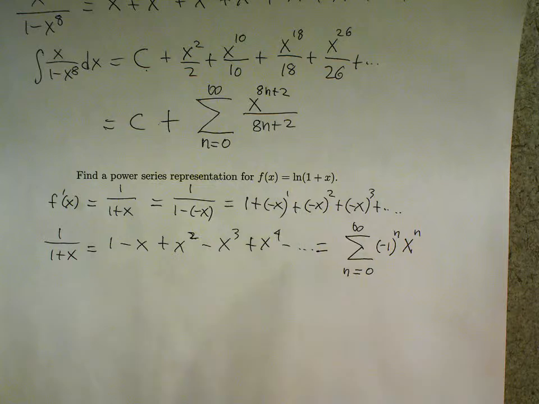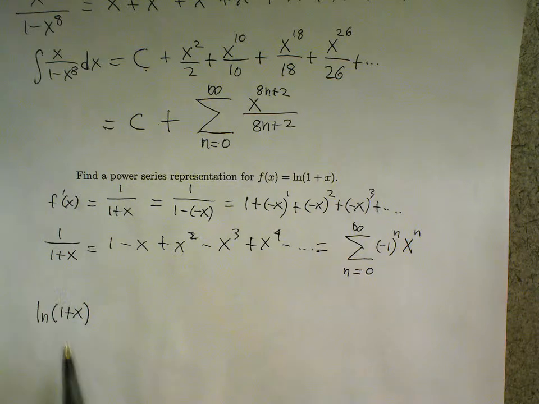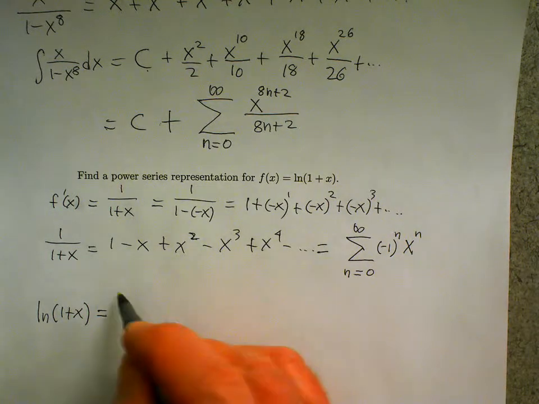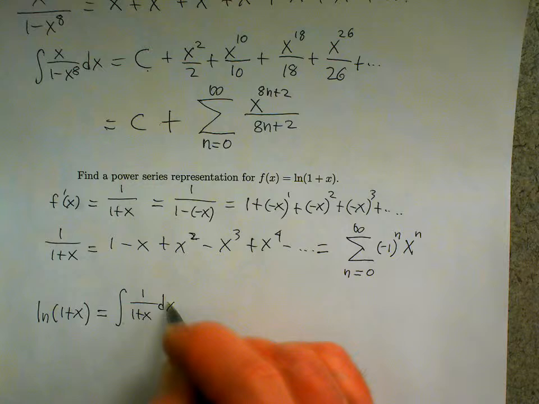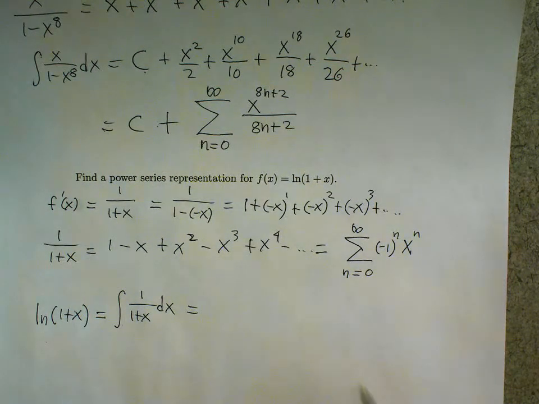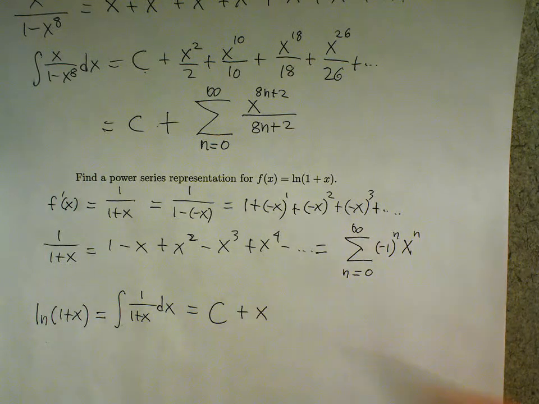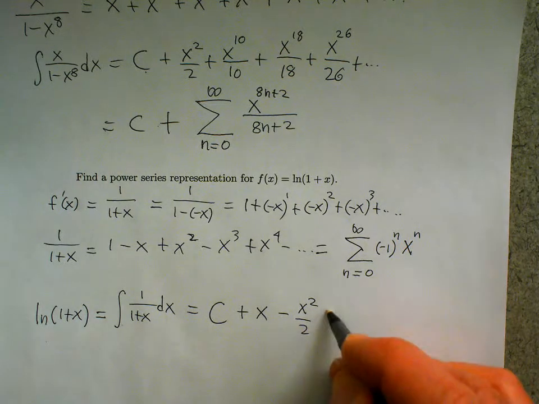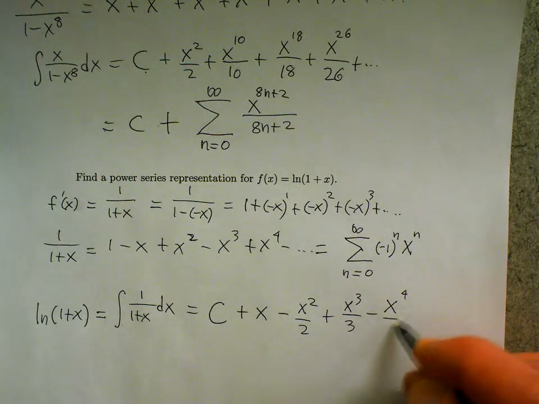Okay, so that means the natural log of 1 plus x, since 1 over 1 plus x is the derivative of the natural log of 1 plus x, involves the integral of 1 over 1 plus x. So we'll put down c for the constant of integration and then write down the antiderivatives term by term. So we get c plus x minus x to the second over 2 plus x to the third over 3 minus x to the fourth over 4, and so on.